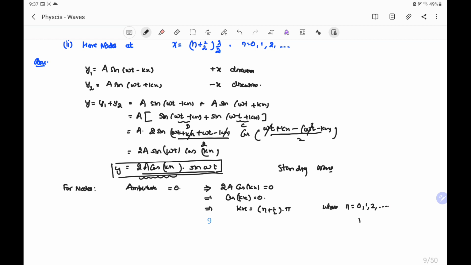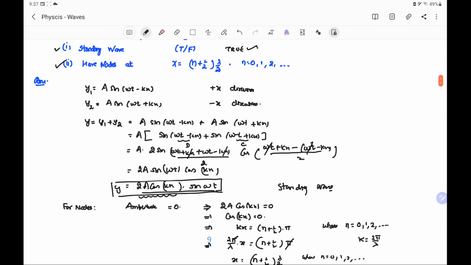Because k is equal to 2 pi by lambda, we substitute this value. So we will have 2 pi by lambda into x, that is equal to (n plus half) into pi. Pi and pi get cancelled. Therefore, x will be equal to (n plus half) into lambda by 2, where n equals 0, 1, 2 and so on. And these are the points where nodes occur. So we can say that option 2 is also true.